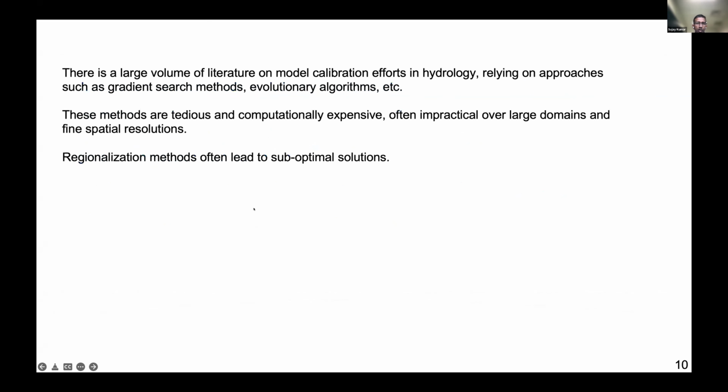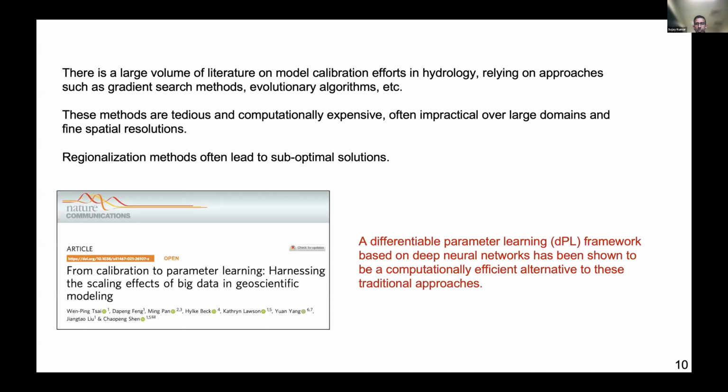So hopefully this is an example of how we can improve the observation side. Now, looking at the models, can we do something similar on the modeling side as well to improve the realism of the model? We all know that there is a large volume of literature on model calibration efforts in hydrology, relying on all kinds of approaches. These methods are typically very expensive computationally, and because of that, they become impractical over large domains at fine spatial resolution. People have used regionalization methods, but they also often lead to suboptimal solutions.